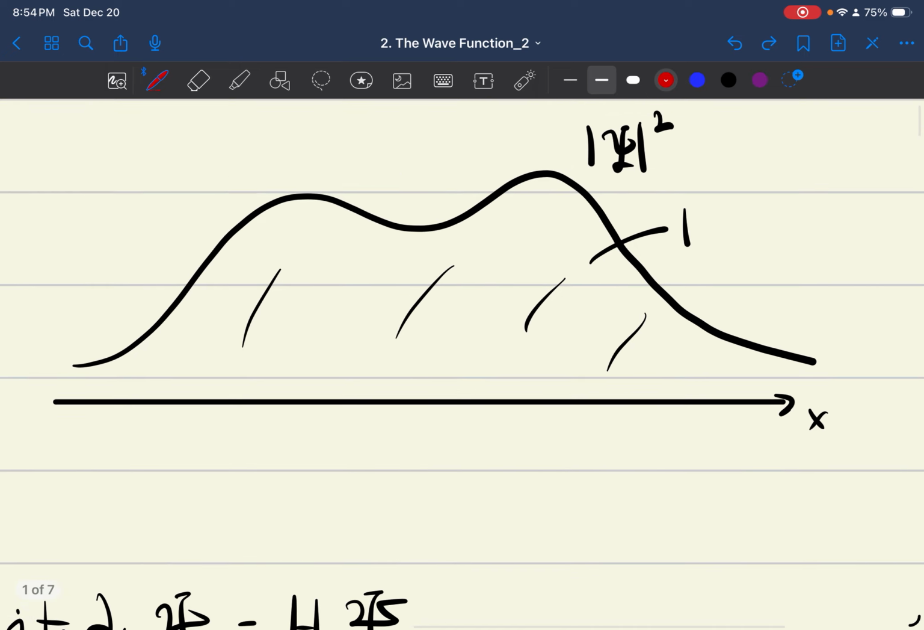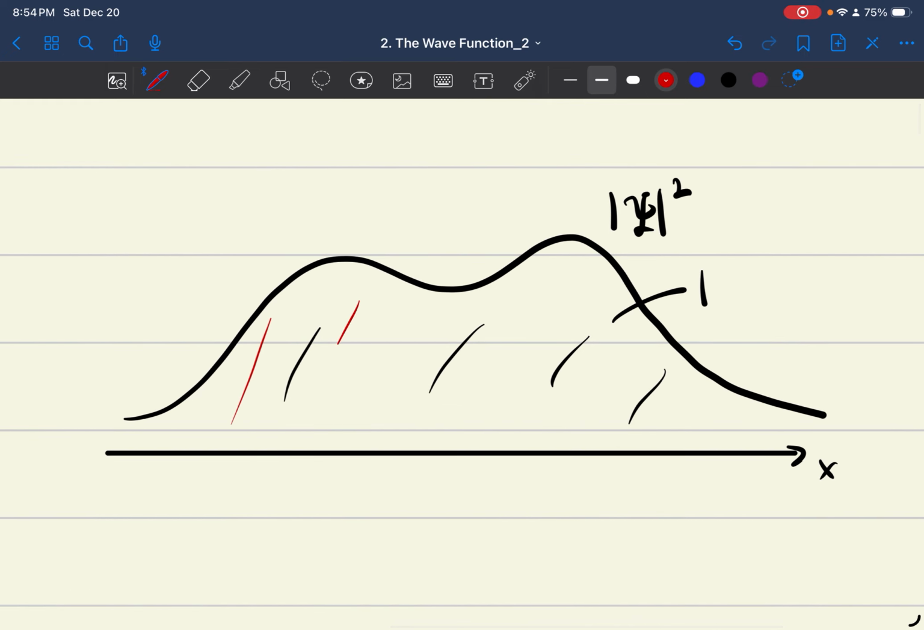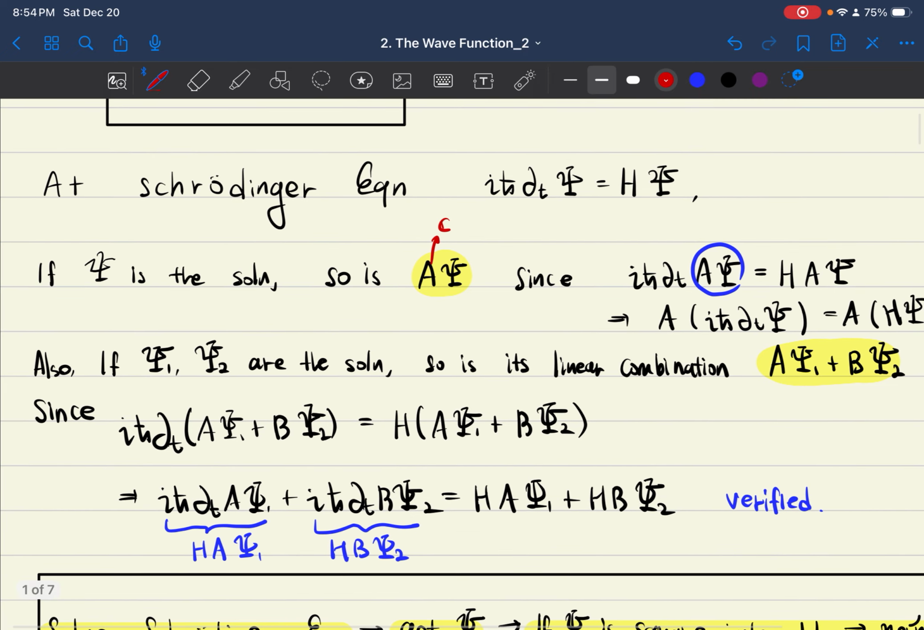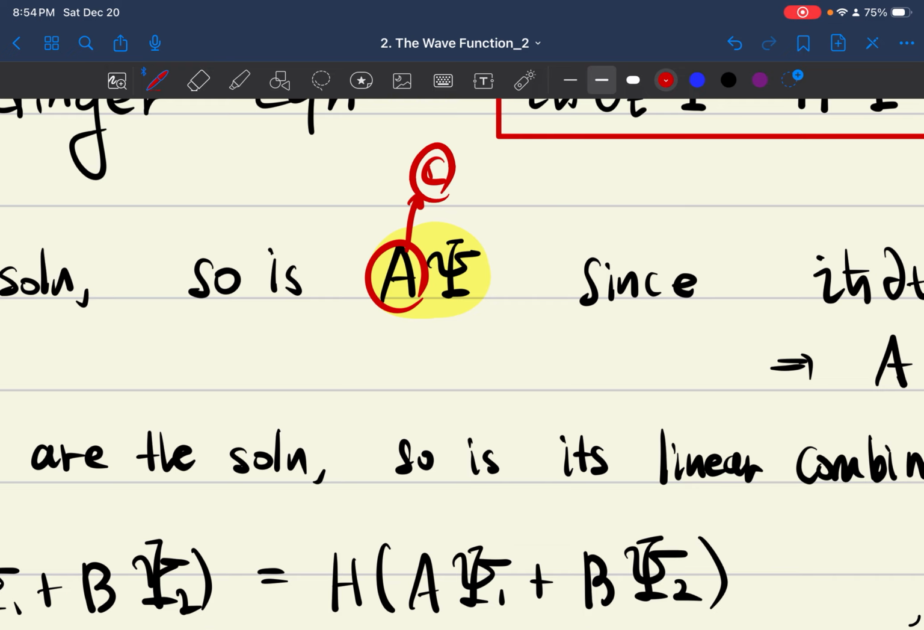And intuitively, this means that this area must be 1. As for the Schrödinger equation, do you remember this formula? iħ ∂ψ/∂t equals Hψ. If ψ is the solution, so is aψ. Here a is a complex number.